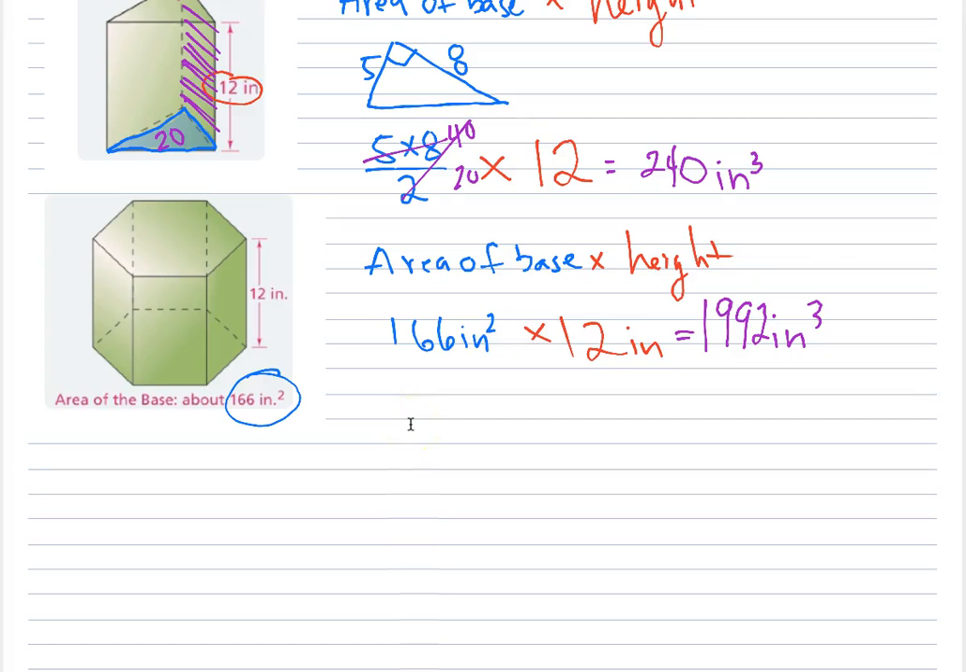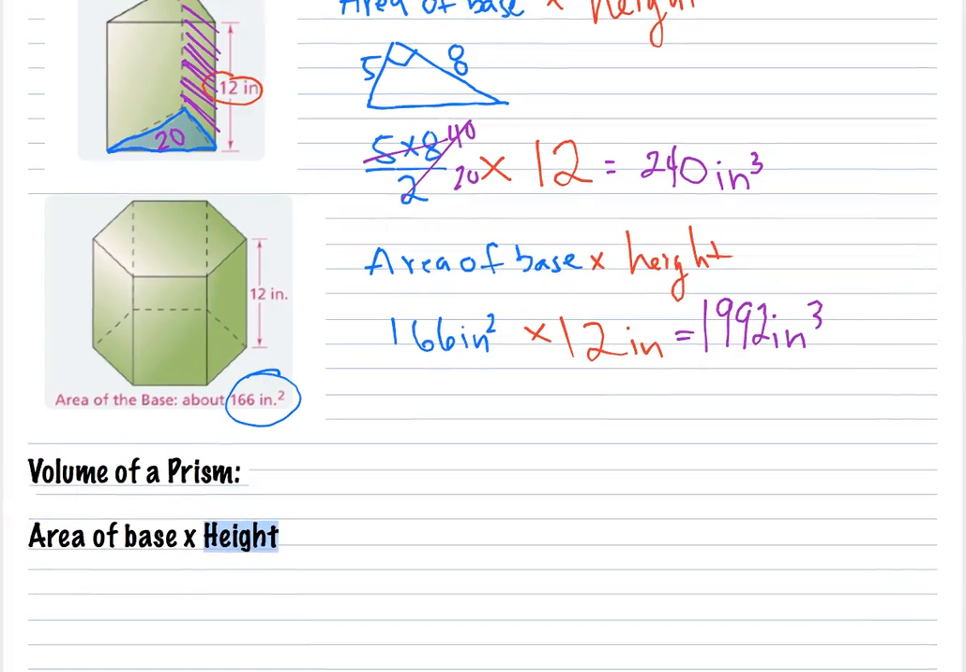So, volume of a prism: area of base times height. This part should be blue or red. My height I always do in red, and then my base I always do in blue. Now it's important to note that the area of the base, we need to know how to calculate that. So area of base.